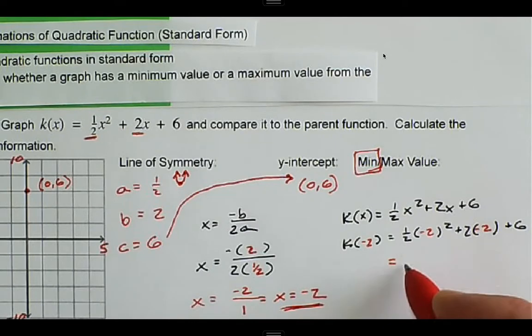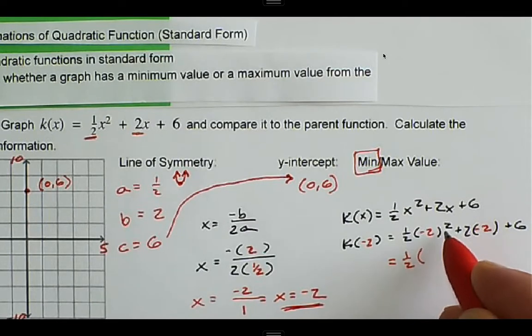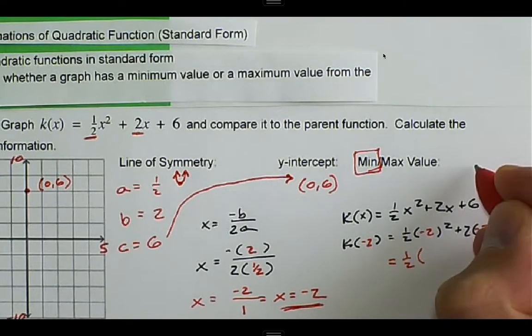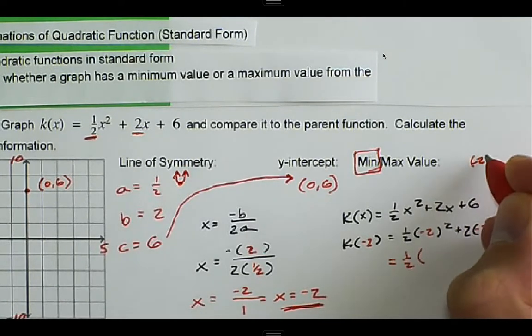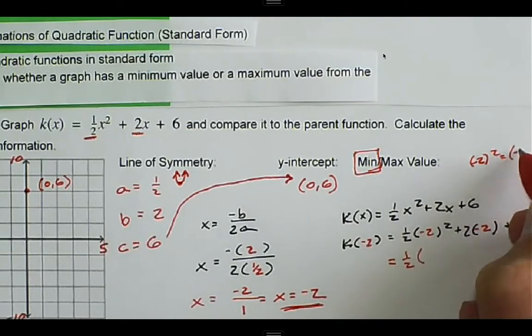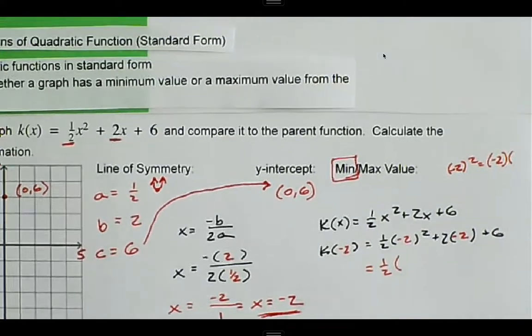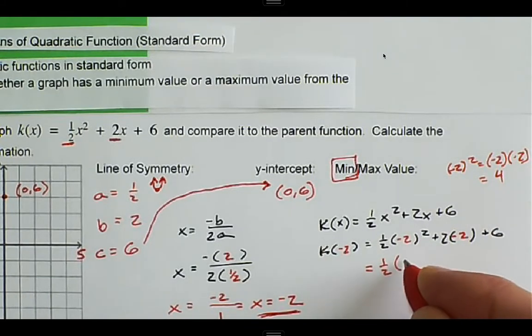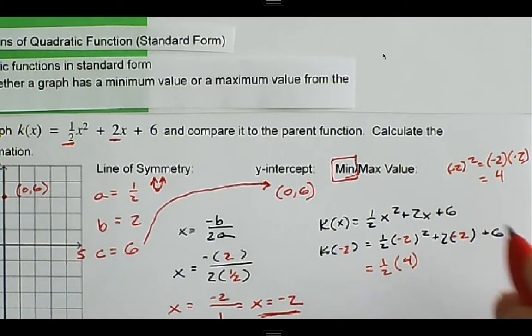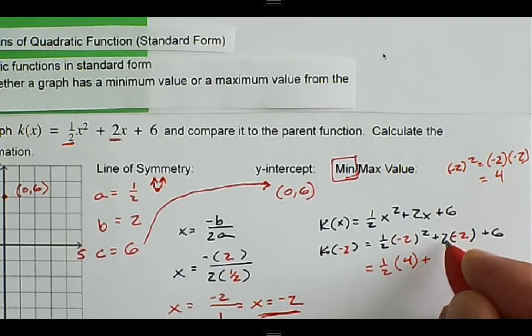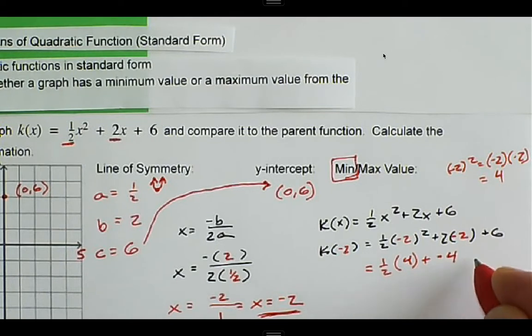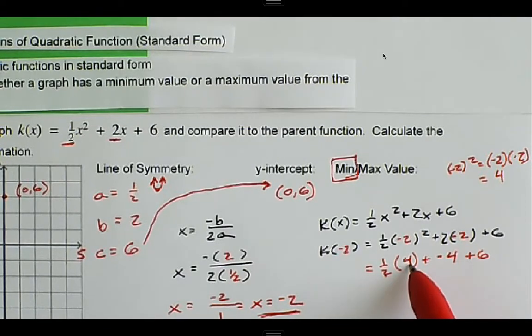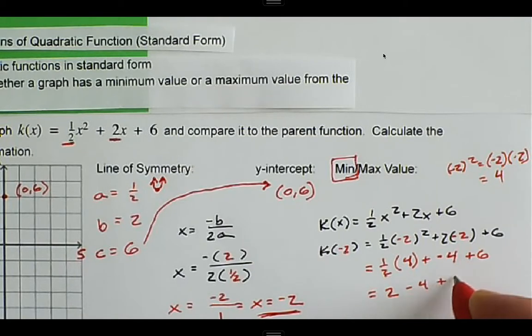So the 1/2 comes down, -2 squared. -2 squared is the same as saying -2 times -2, and that is equal to +4. So we'll put a +4 in there. Plus 2 times -2 is -4, and then plus 6. 1/2 times 4, 4 divided by 2, that is 2, minus 4 plus 6.